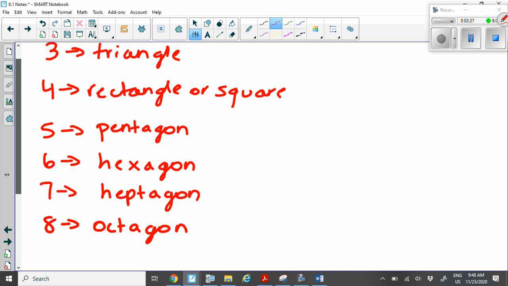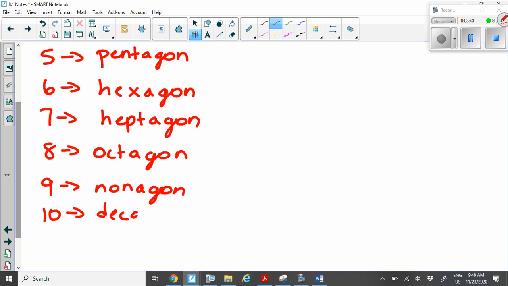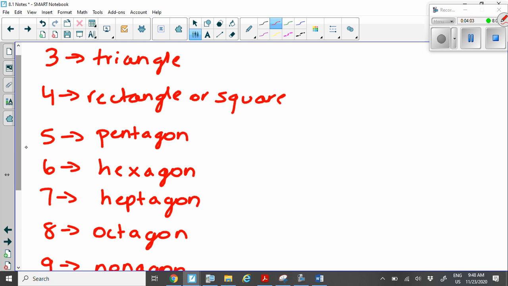Remember, if I'm going too fast for the notes, you can always pause and write down what I have on my screen. Now we're going to do 9 and 10 sides. 9 sides is a nonagon, and 10 is a decagon. Anything higher than 10, we just say the number of sides and then gon. So if we have 11 sides, that's an 11-gon, or if it's 12, that's a 12-gon, and so on. Make sure you have all of these written down, all the way up to 10 sides. Okay, now let's go back to our example 1.